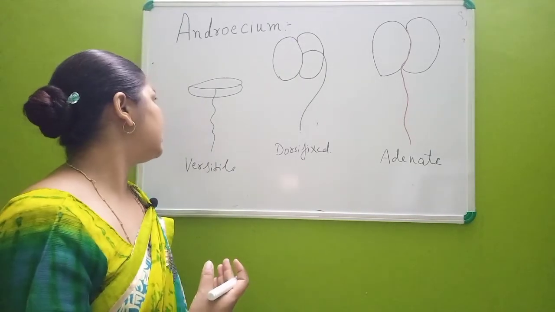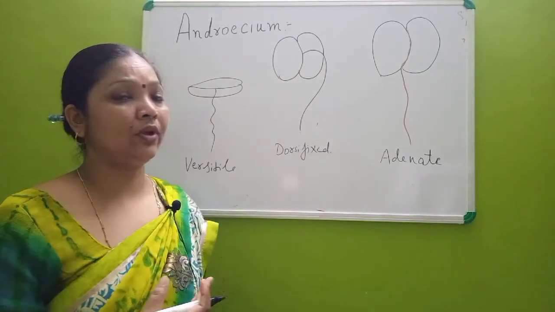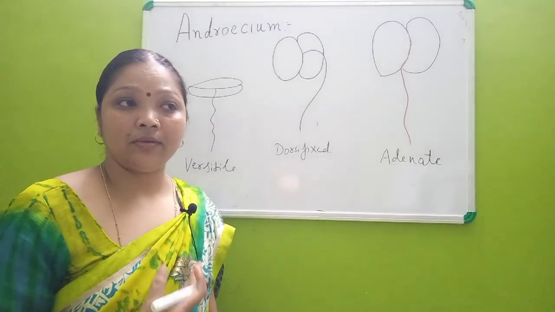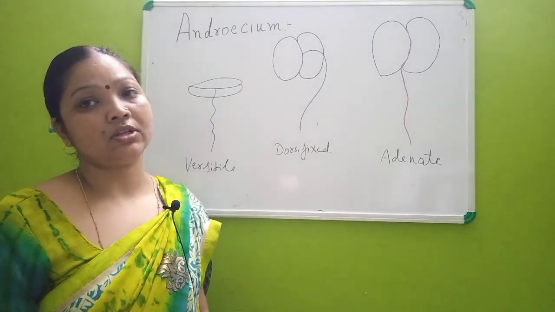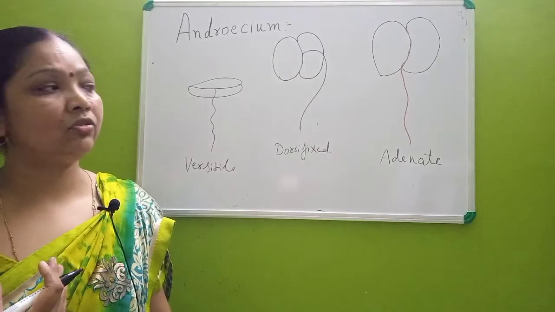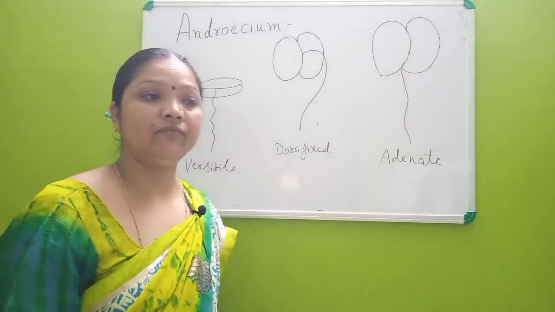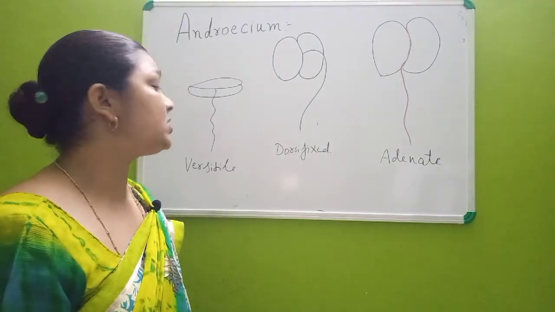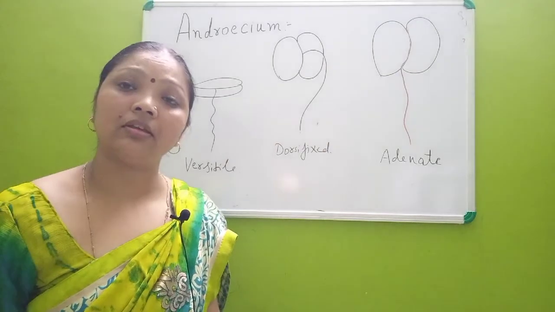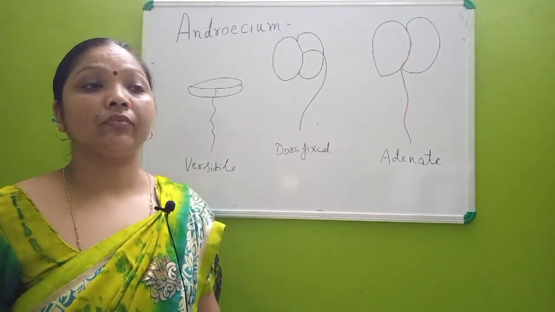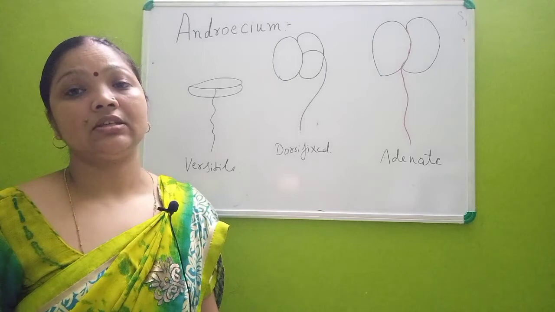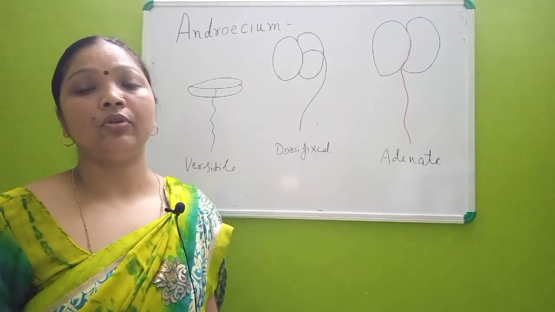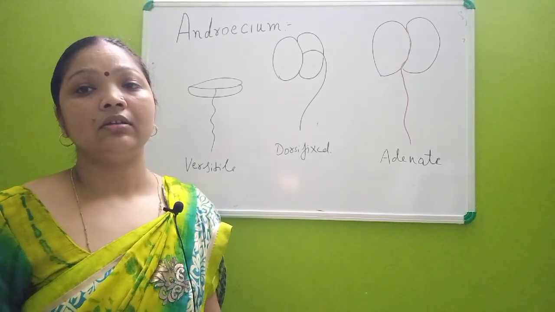That is, the first one was basifixed, then dorsifixed, then you have adnate, and then we have a 4th type, that is versatile anther. Next we'll study some more terminology of the anther.